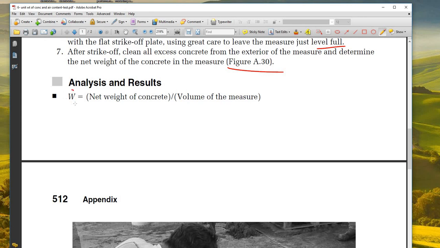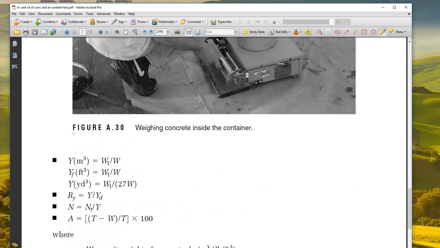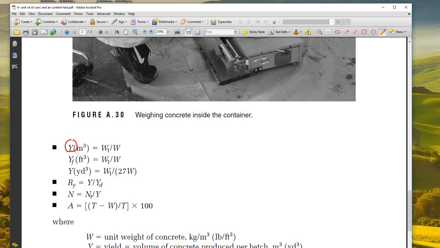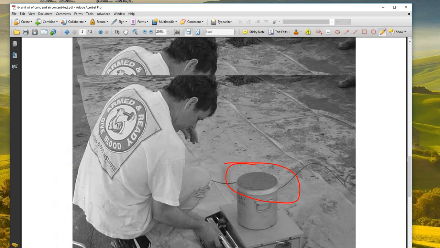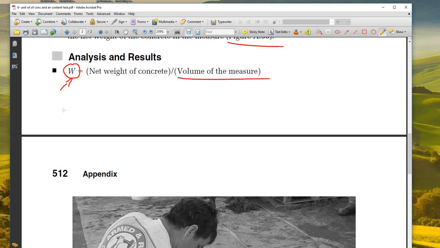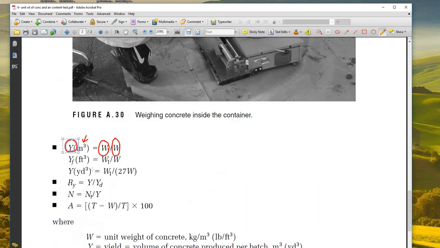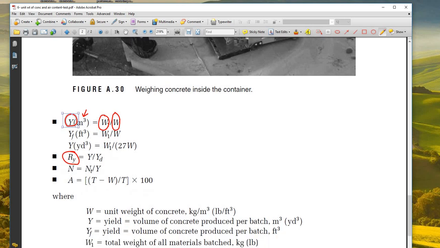For the analysis and results, we first calculate W, which is the net weight of concrete over the volume of the measure. Then Y, the yield, in cubic meters, is W1 over W. W is what we obtained in the first step, the net weight of concrete over the volume of the measure, which we already know. Then the yield is W1 over W, and then RY is Y over YD.